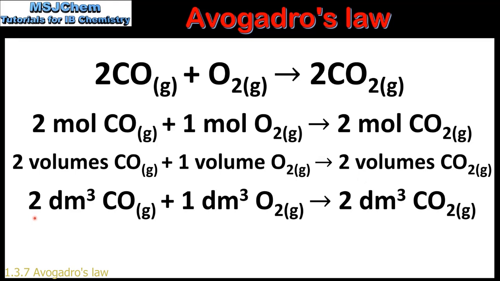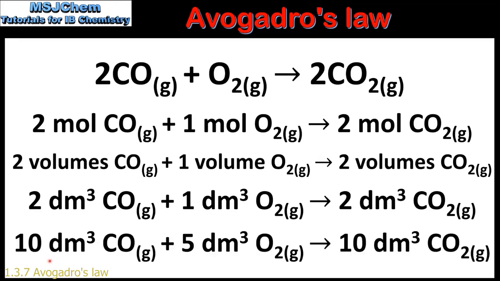So 2 cubic decimeters of carbon monoxide will react with 1 cubic decimeter of oxygen to produce 2 cubic decimeters of carbon dioxide. And 10 cubic decimeters of carbon monoxide will react with 5 cubic decimeters of oxygen to produce 10 cubic decimeters of carbon dioxide.